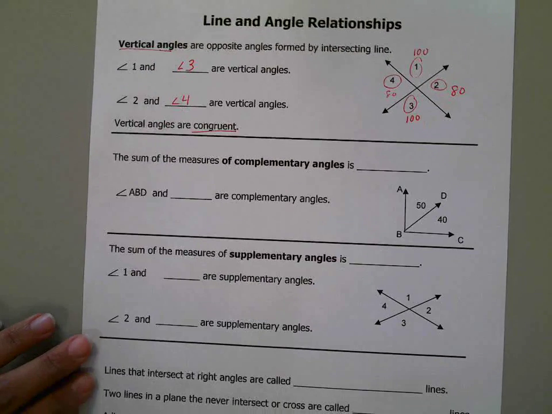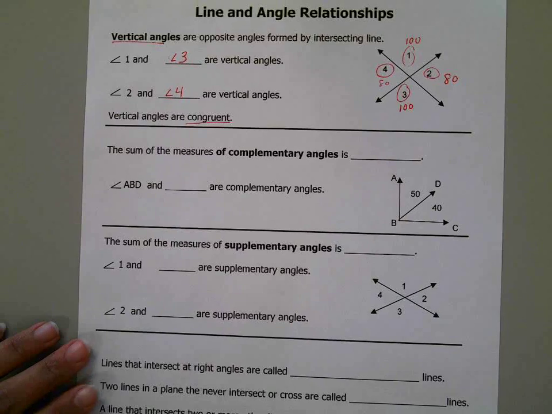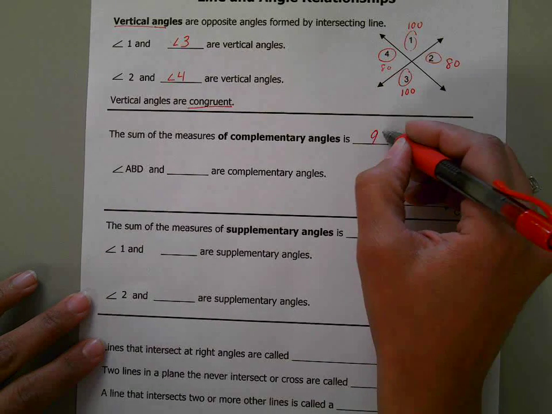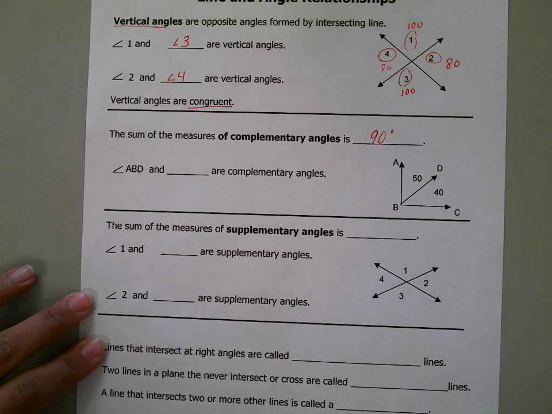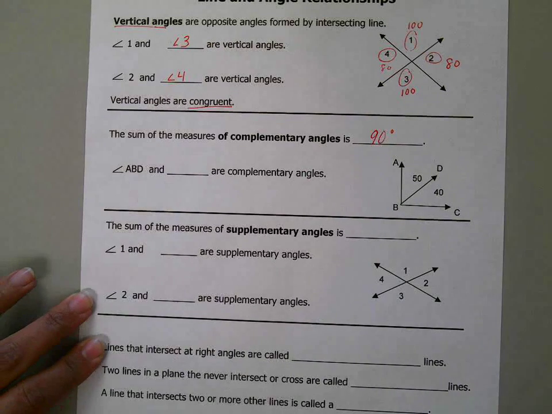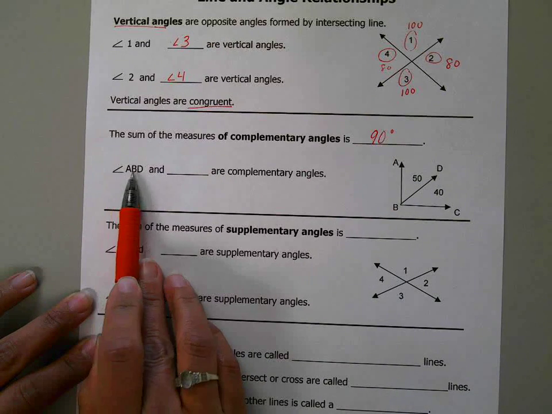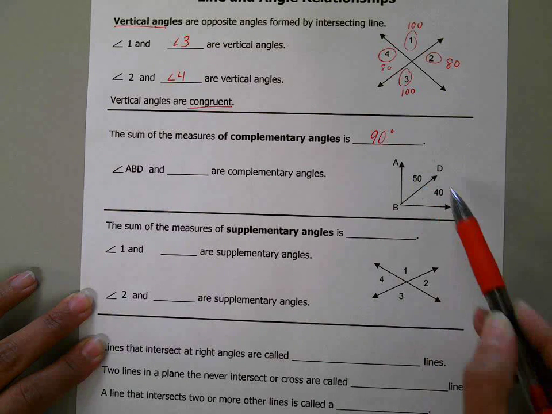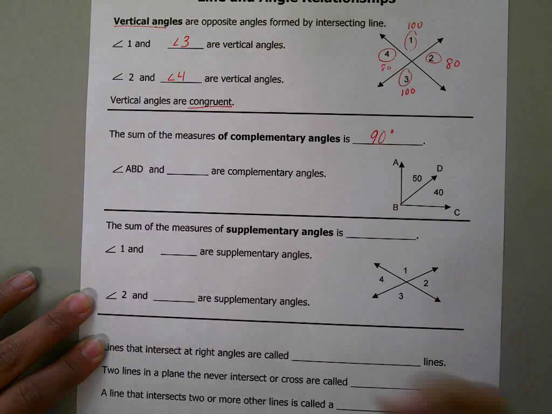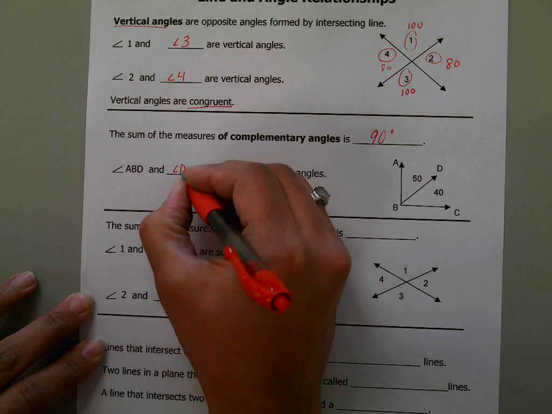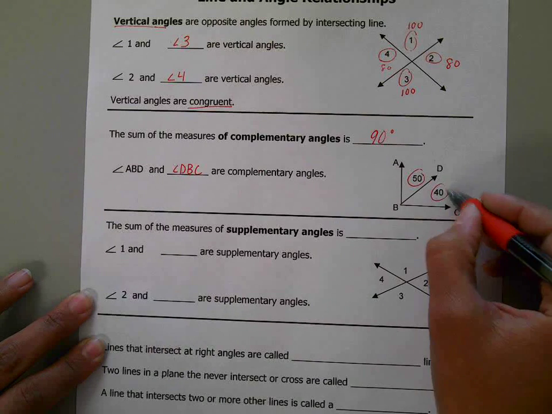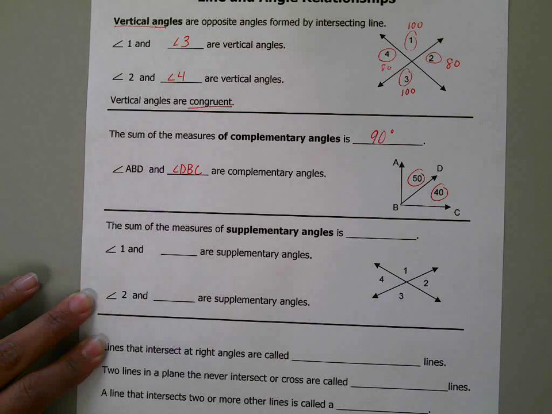Okay, let's look at the next type of angles. Complementary angles. The sum of the measures of complementary angles is 90 degrees. So complementary angles are going to be 90 degrees. So if you look at angle ABD and angle DBC, they are complementary because 50 and 40, the sum of 50 and 40 is 90.